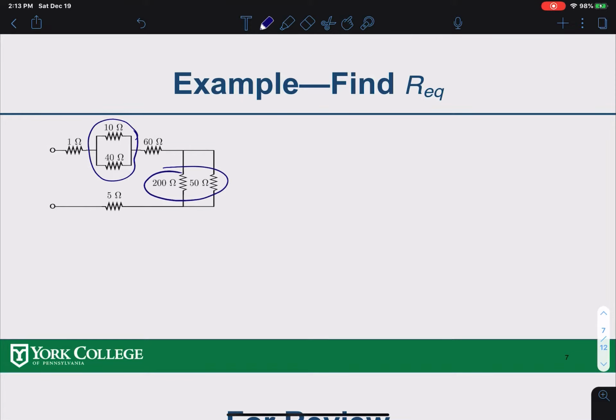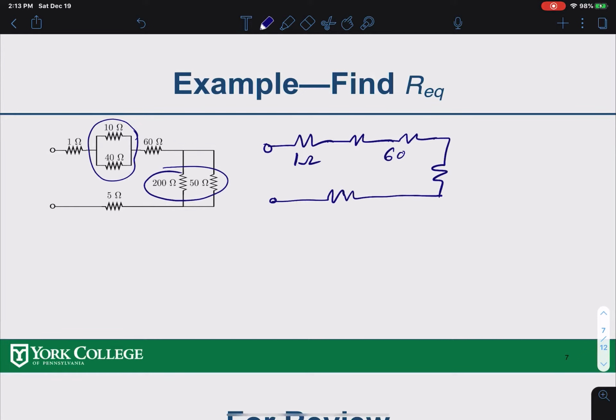So if I now reduce this connection over here, that's what it looks like here. So this is your 1 ohm right here. This is the parallel combination of 10 and 40. This is 60. I'm going to put it over here. And this is a parallel combination of 50 and 200. This is 5 ohms over here.